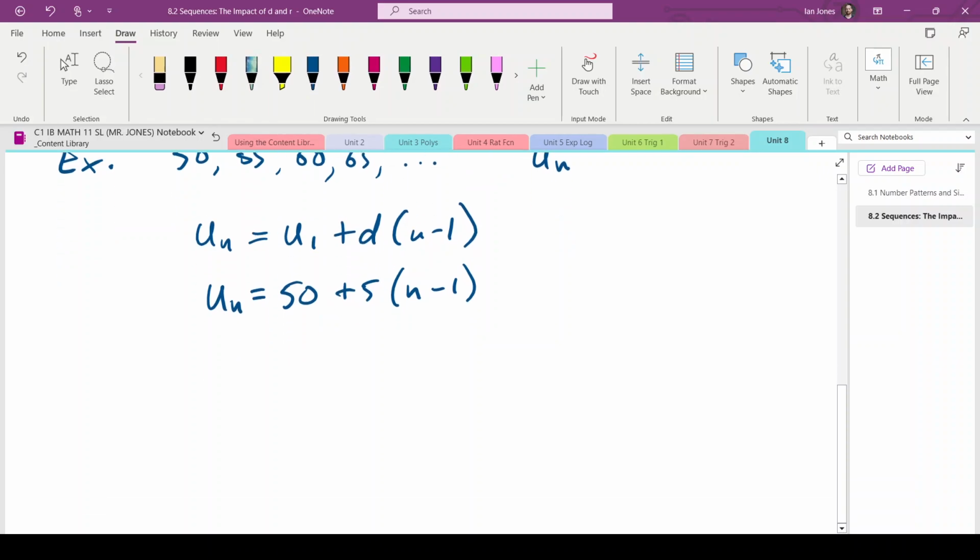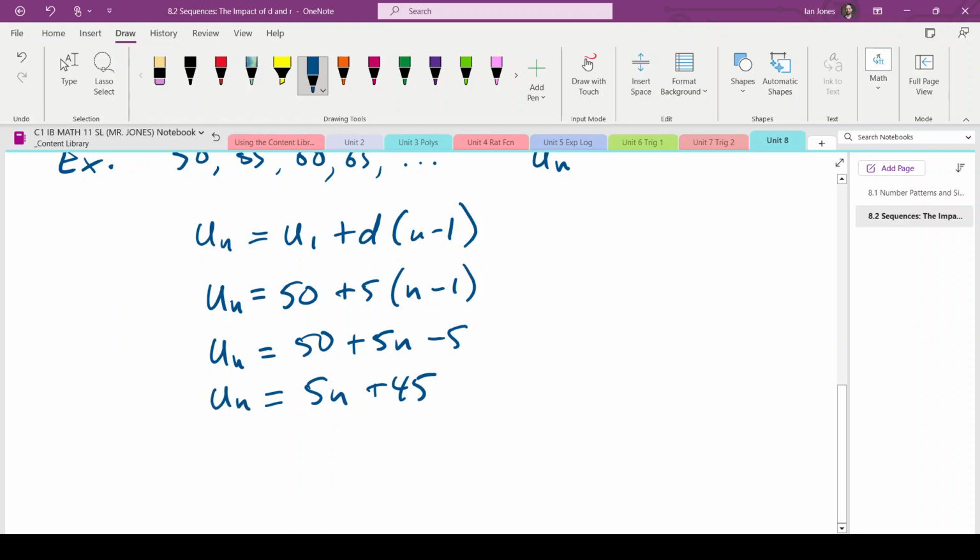Some people might like to simplify this. They go one step further and they say, oh, well, this is 50 plus 5n minus 5. So this is 5n plus 45. Then it looks a little bit more like the way we would put a polynomial. We could see this as a slope. We could see this as a y-intercept, right? So if we wanted to see how this sequence is behaving, we could see it as having an intercept of 45, a slope of 5. And so our first term here is 50, because of course we start with n equals 1, and off we go.